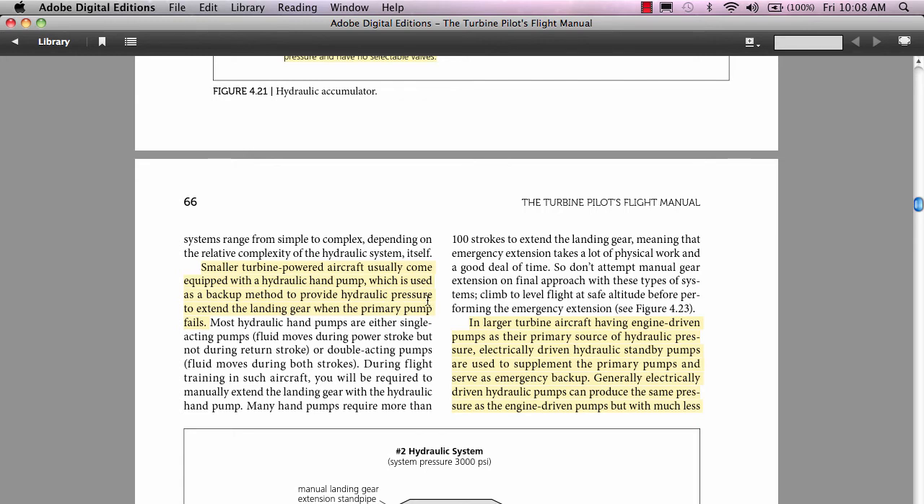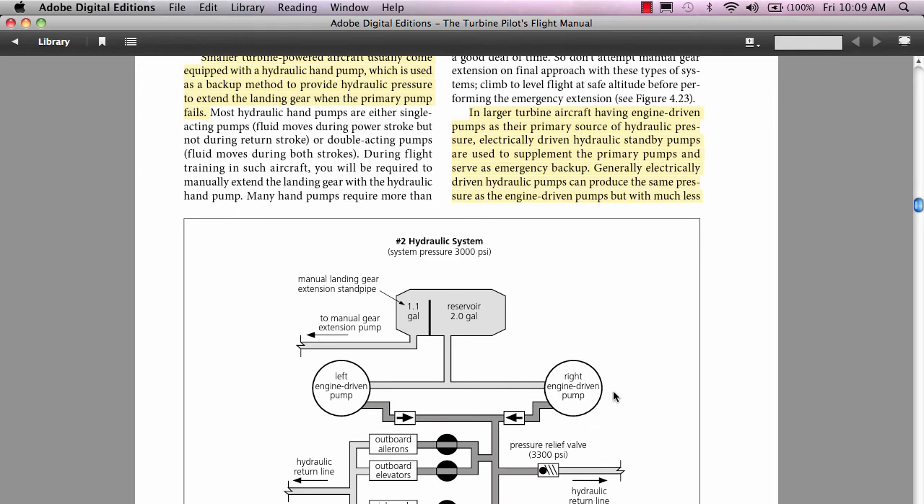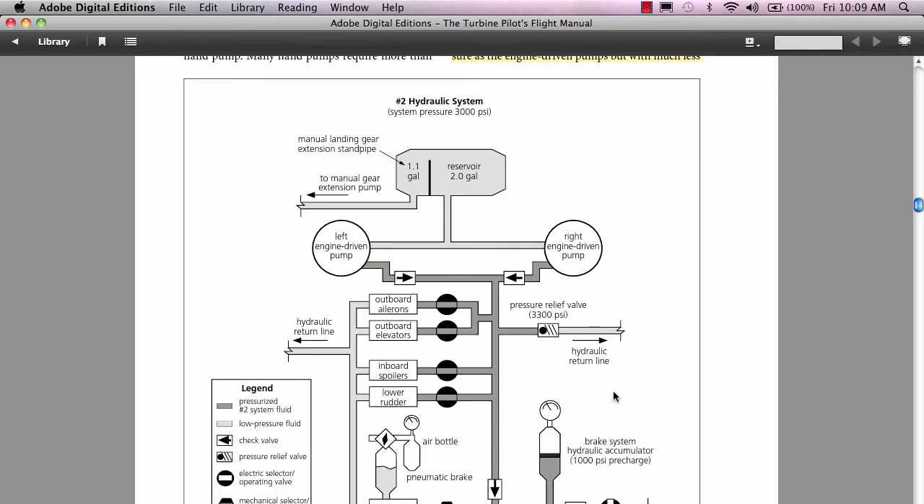Over here, I don't know why this isn't lighting up, but anyway, in large turbine aircraft having engine-driven pumps as their primary source of hydraulic pressure, electrically driven hydraulic standby pumps are used to supplement the primary pumps to serve as emergency backup. And he goes on to say that generally electrically driven hydraulic pumps can produce the same pressures as the engine-driven pumps. But, and here's the drawback, they can produce that same pressure, but it takes them quite a bit longer to produce it.